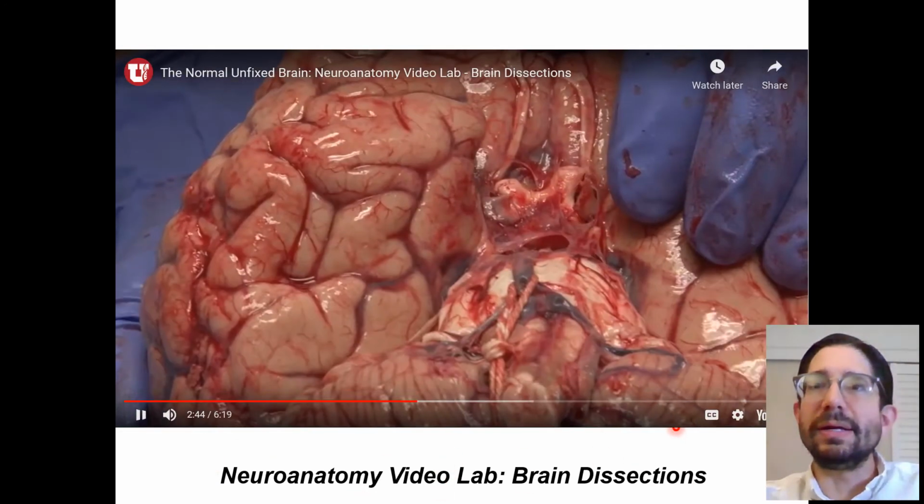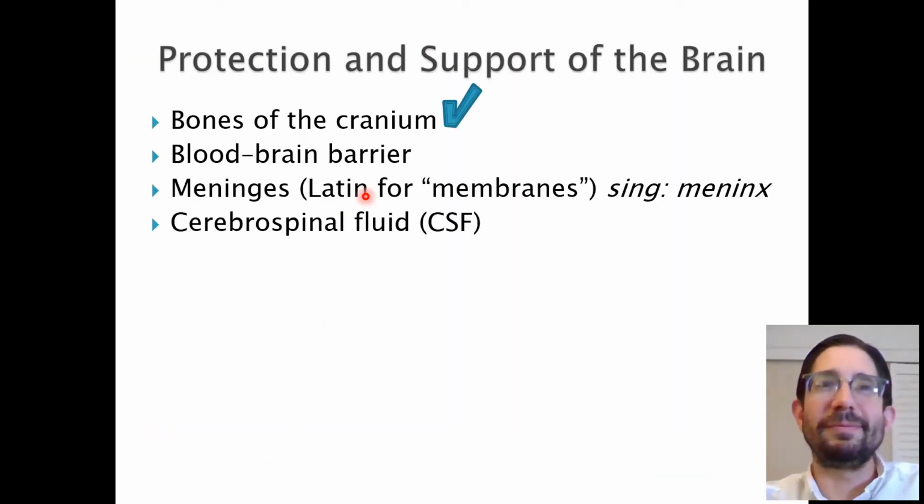So, base here at the base of the brain. Let's move on. We've learned about the bones of the cranium already, which protect the brain. So let's talk now about the blood-brain barrier, then the meninges, and then CSF.